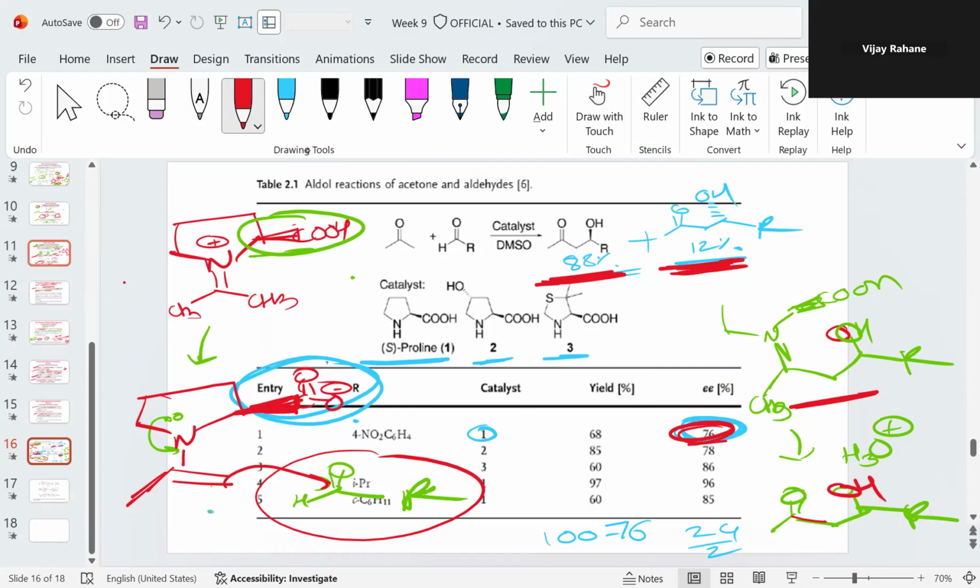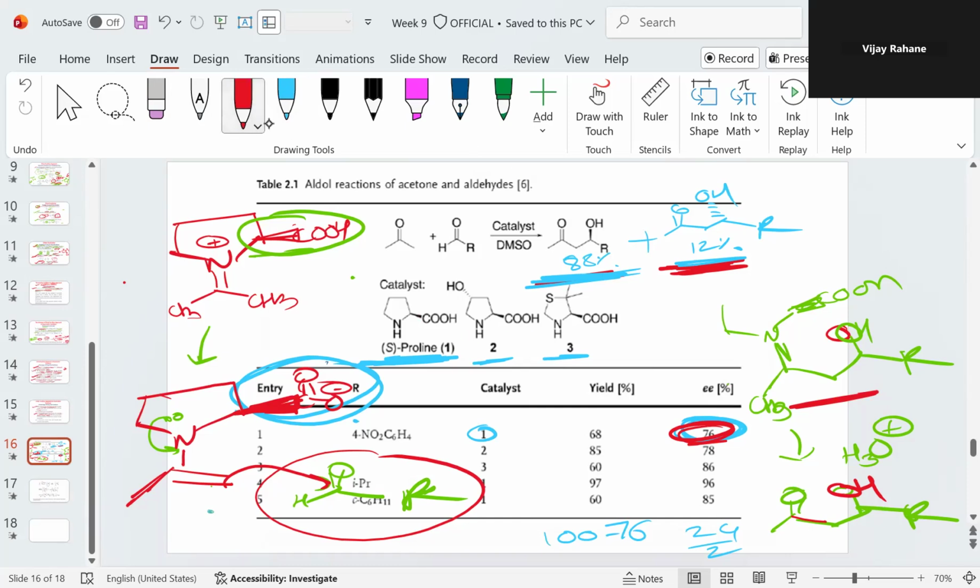And regarding the auxiliary, this is basically the chiral auxiliary. The stereochemistry present in the auxiliary part governs the steric induction, or the formation of the product accordingly.